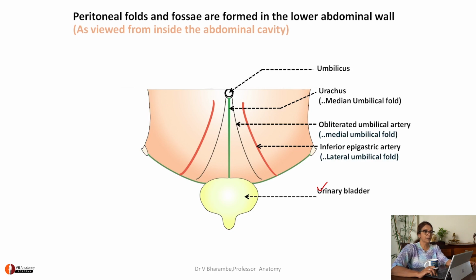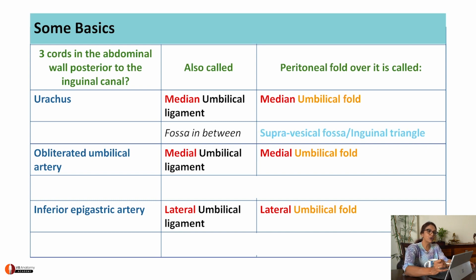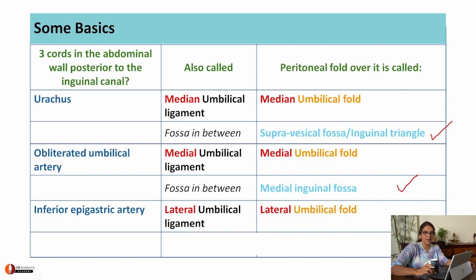First thing you should remember. Now, because there are folds formed, there are fossae formed between folds. Between medial umbilical fold and medial umbilical fold, there is a fossa formed called supravesical or inguinal fossa. Between medial and lateral, the fossa is called medial inguinal fossa. And lateral to lateral, the fossa is called lateral inguinal fossa.